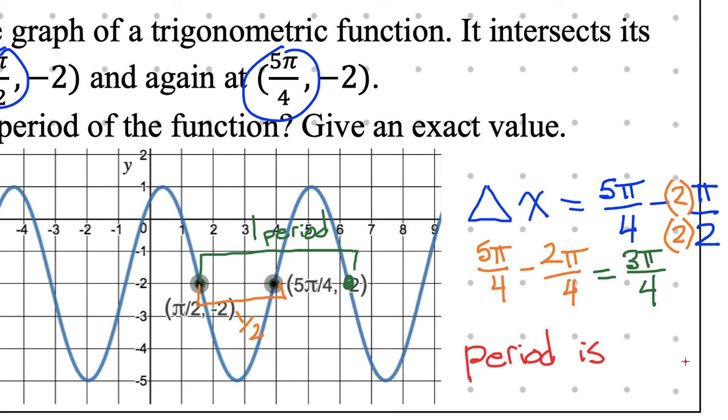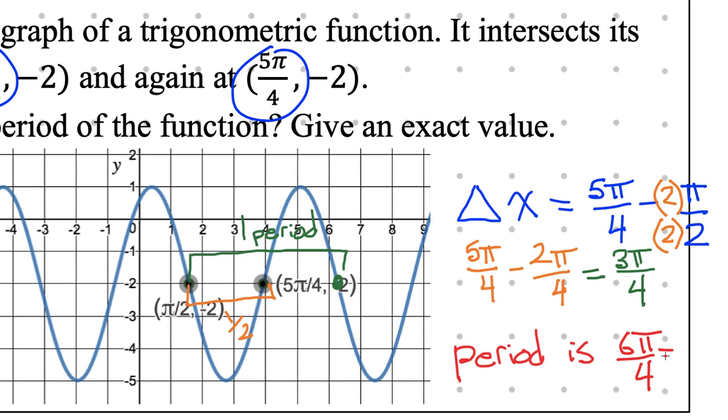What do I do with this? That represented half of the period. Close. You only multiply the numerator, not the denominator. And next time it should be a quiet raise hand. But all right, so it's going to be 6 pi over 4. All we have to do is double it. So this is going to turn from a 3 pi to a 6 pi. 6 pi over 4. And that can be reduced to what?